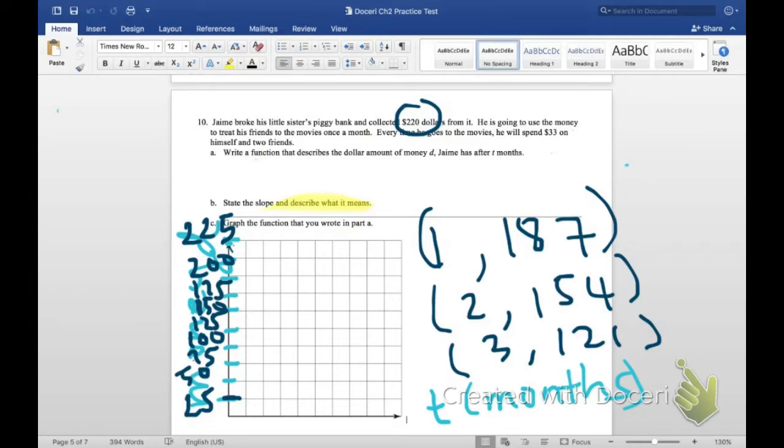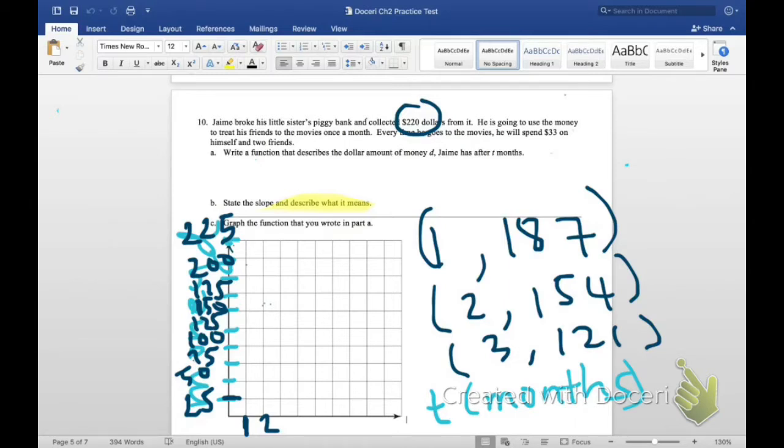After the first month, here's month 1, month 2. I have 187, so that's very close. It's not going to be perfect, okay? So just do your best. Somewhere there. I don't know if you can see my dot. Somewhere there. Second month, it's about 154. So here's 150, a little bit above 150. And it's hard to do on here, but you kind of get the idea.